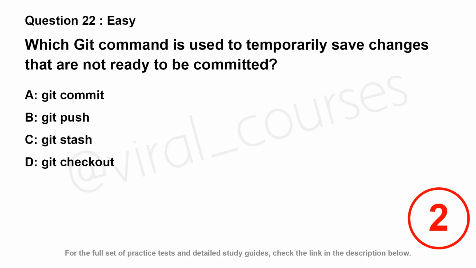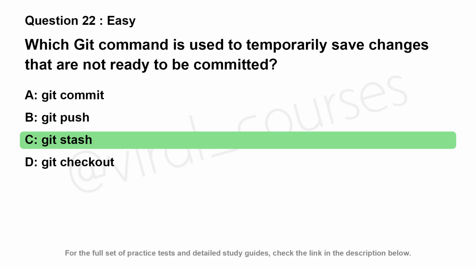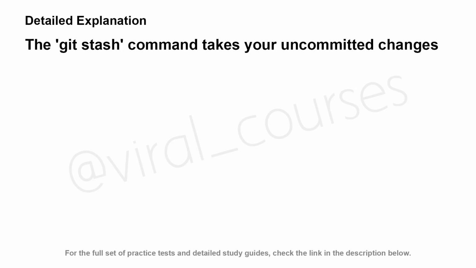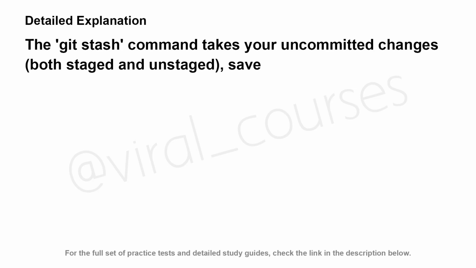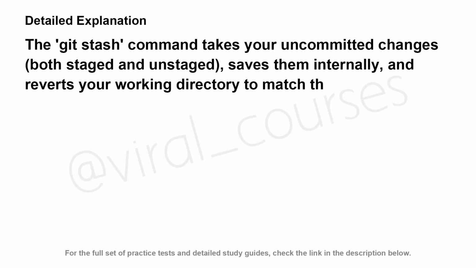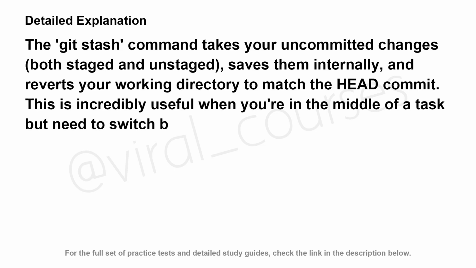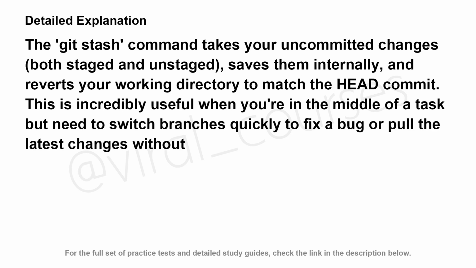The correct answer is C. The git stash command takes your uncommitted changes, both staged and unstaged, saves them internally, and reverts your working directory to match the HEAD commit. This is incredibly useful when you're in the middle of a task but need to switch branches quickly to fix a bug or pull the latest changes without losing your current progress.